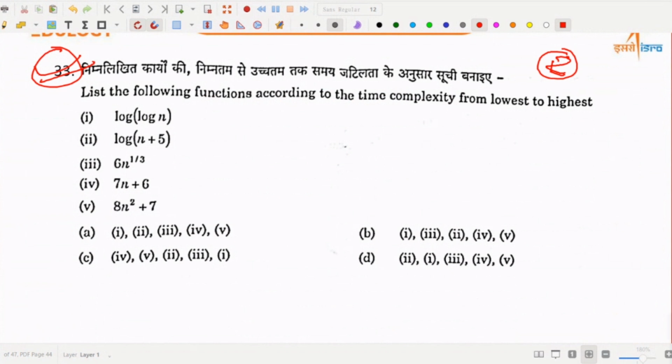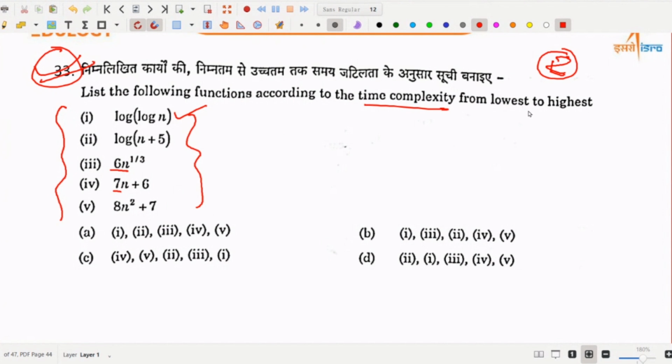If you guys are not able, sir, I can't. Okay, nice, no issue. What about others? Okay, fine, I'm going to solve it. See, there is a sequence of terms given to you: log n plus 5, 6 n^(1/3), 7 n plus 6, 8 n square plus 7. This question is taken from algorithms, and we are talking about time complexity in terms of big O.